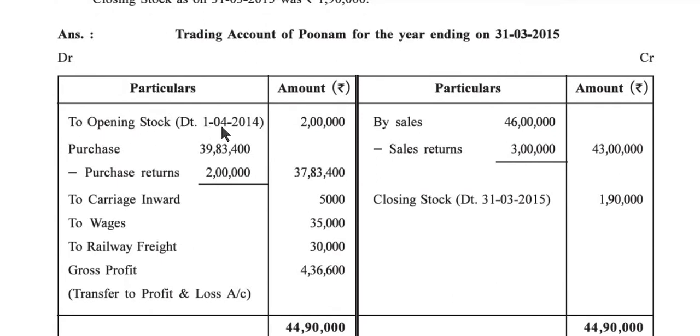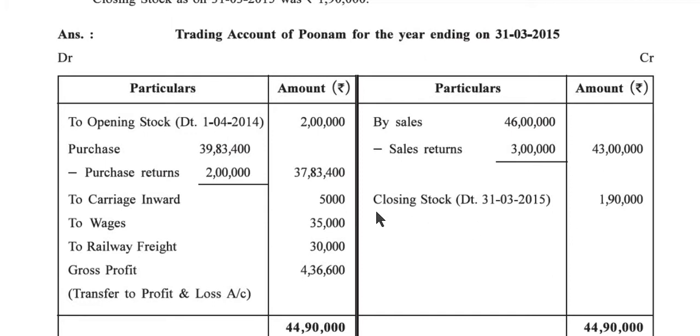To opening stock dated 1/4/2014, 2 lakh; purchase 39 lakh 83,400 minus purchase return 2 lakh, total 37 lakh 83,400. To carriage inward 5,000, to wages 35,000, to railway freight 30,000. These three expenses are related to purchase, so we write them in the trading account. On the credit side we write by sales 46 lakh minus sales return 3 lakh, and in the outer column we write 43 lakh.